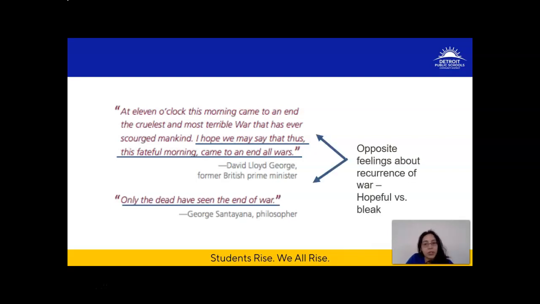I didn't ask you to do more extensive annotating, but I did go ahead and make a note in the margin to help me remember why I underlined these sections. I drew some arrows to remind myself that these two markings are connected. Then I quickly jotted down these words in the margins to note that the quotes offer opposite feelings about the recurrence of war. One is hopeful and the other is bleak.